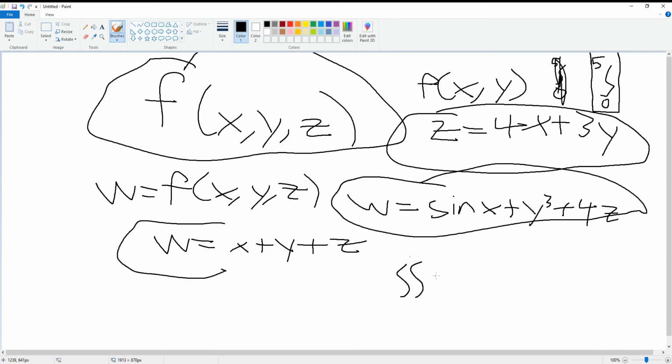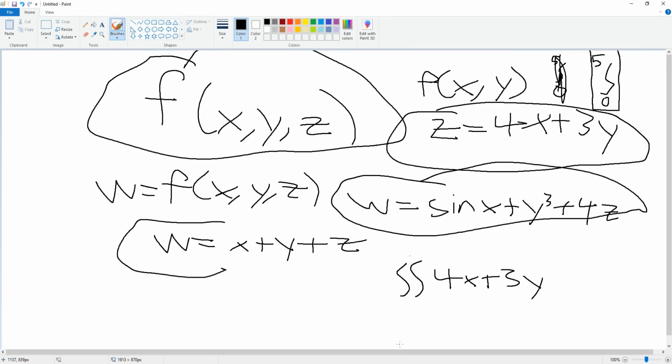So let's put our function in here. We have 4x plus 3y, and we're trying to take the integral of this. I'm not integrating from any area right now because once again, we're doing indefinite integration. But we do need to put dy dx. Order matters, unless we're doing it indefinitely.